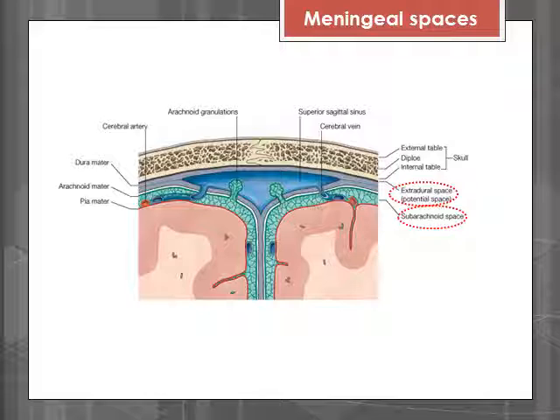The CSF returns to the venous system through the arachnoid villi. The arachnoid villi project as clumps or groups called arachnoid granulations. We can see here the arachnoid granulations. The arachnoid granulations project into the superior sagittal sinus, which is a dural venous sinus, to come back to the venous system.